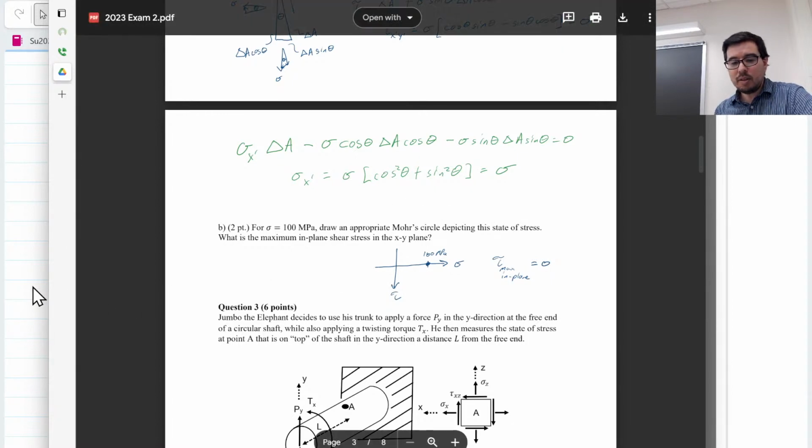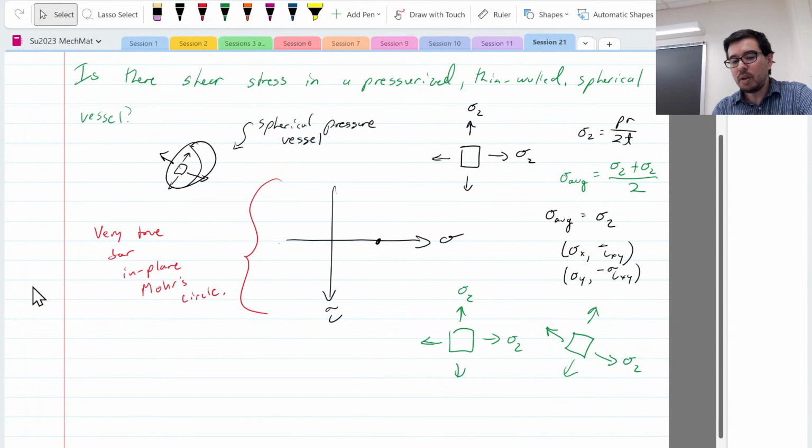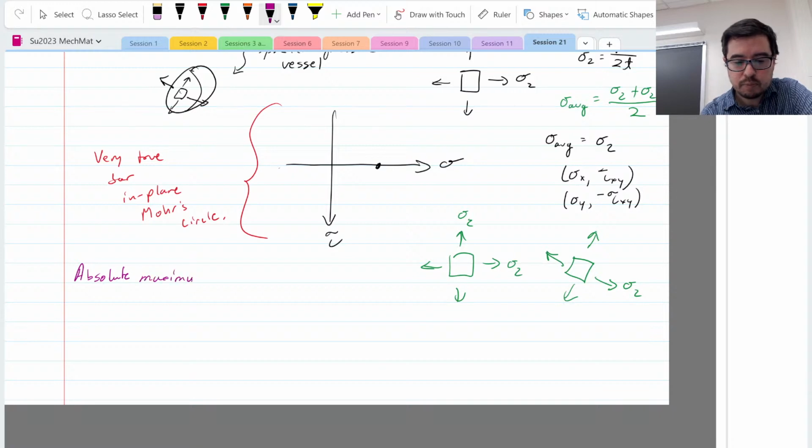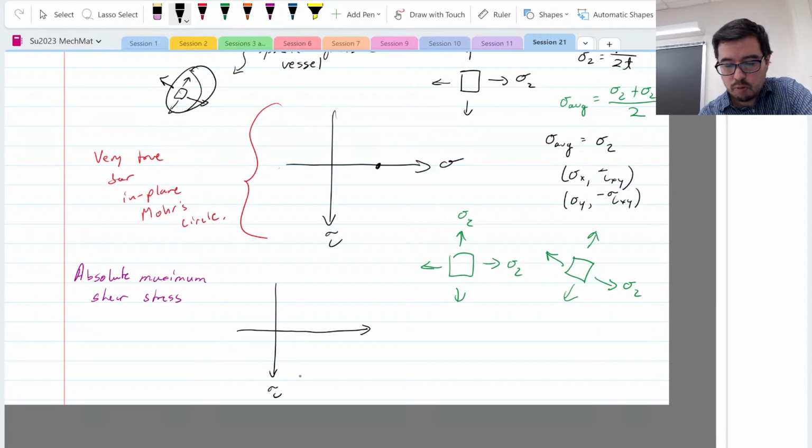The next session after this exam, the first session covered on the final exam, was absolute maximum shear stress. So this is very true for the in-plane Mohr circle. But as we now know, if we're looking at absolute maximum shear stress, we often have to look at what the out-of-plane normal stress is. In this case, what is sigma 3? Sigma 3 is 0. If I draw the Mohr's circle just like we have here, that's still true.